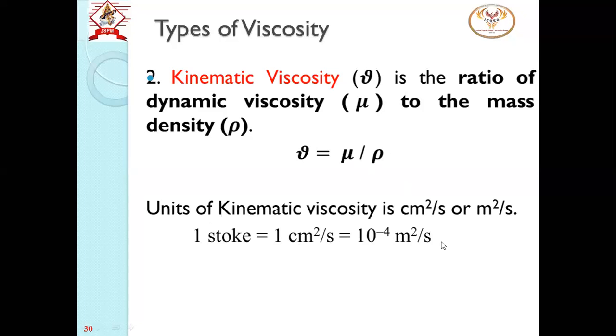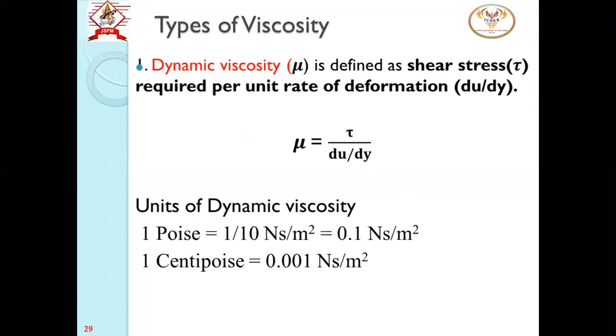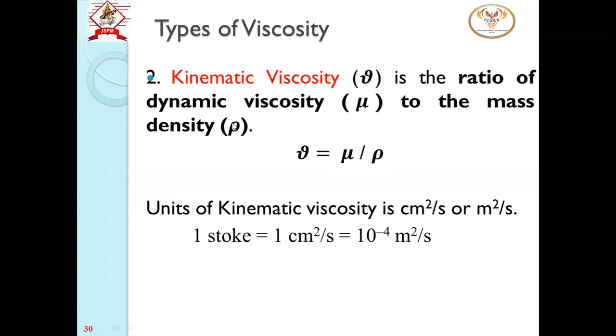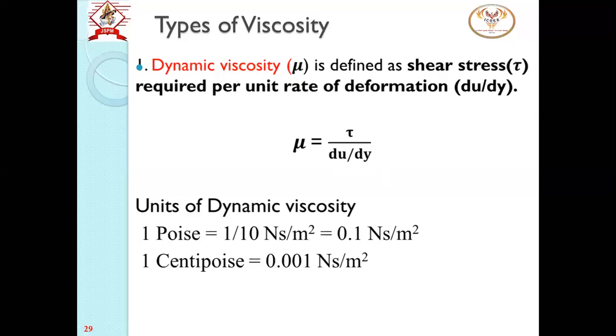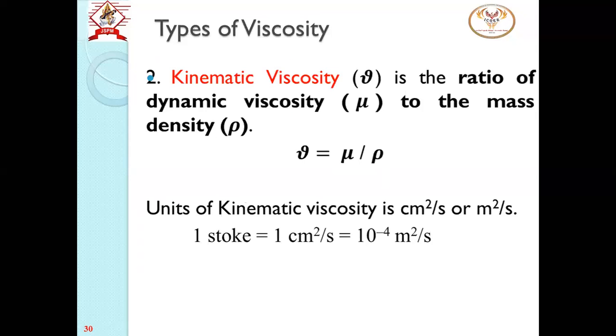So there are two viscosities, dynamic viscosity and kinematic viscosity. What is the difference? Dynamic viscosity is shear stress upon du upon dy, therefore its unit will be Newton second per meter square. Kinematic viscosity is the ratio of dynamic viscosity to mass density, so its unit is centimeter square per second or meter square per second. So note down these two viscosities, dynamic viscosity and kinematic viscosity.